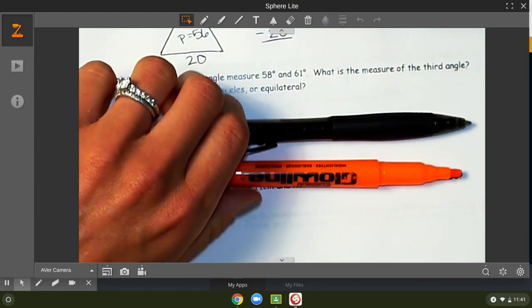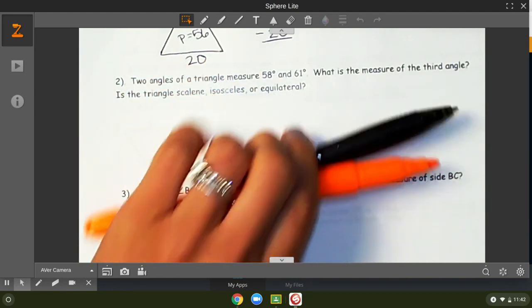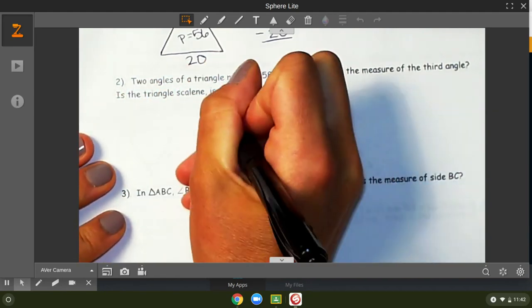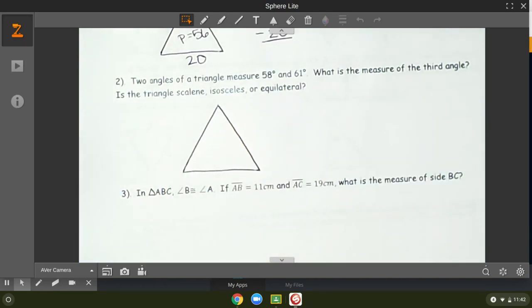So set our writing stuff down. Let's read through the question. Two angles of a triangle measure 58 and 61 degrees. What is the measure of the third angle? And is the triangle scalene, isosceles, or equilateral? So before we draw a picture, we need to ask ourselves, do we know what type of triangle it is? We do not. So we're going to just draw a basic triangle, and I can't put any details in the picture because it doesn't tell me anything.